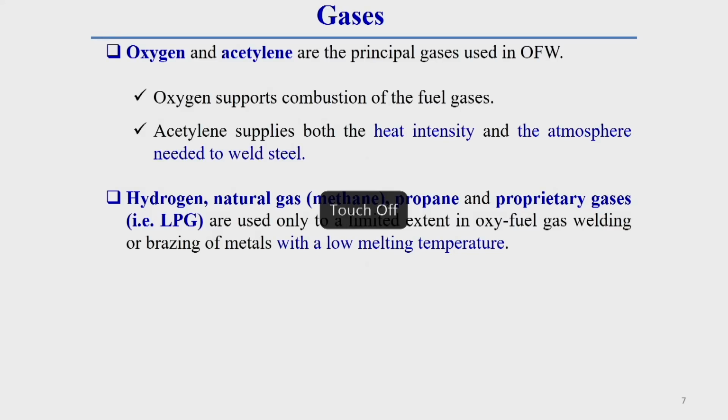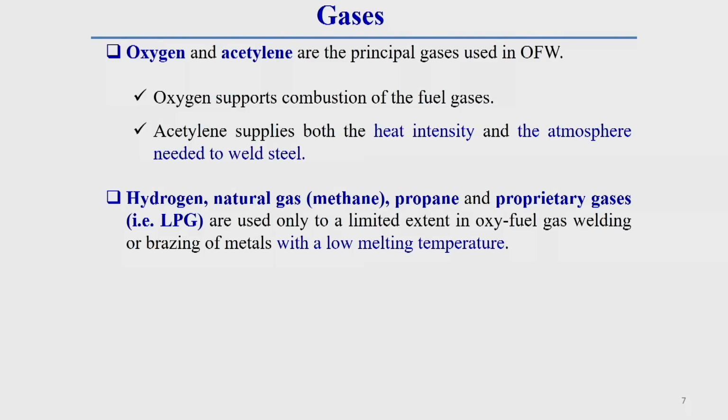Now, first of all we will discuss the different fuel gases generally used in oxy-fuel welding. I have already told you the principal gases used in oxy-fuel welding are oxygen and acetylene. These are the principal gases, and they have wide application.